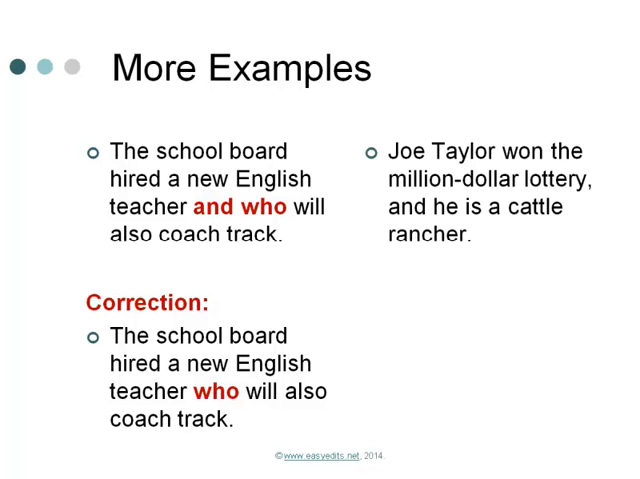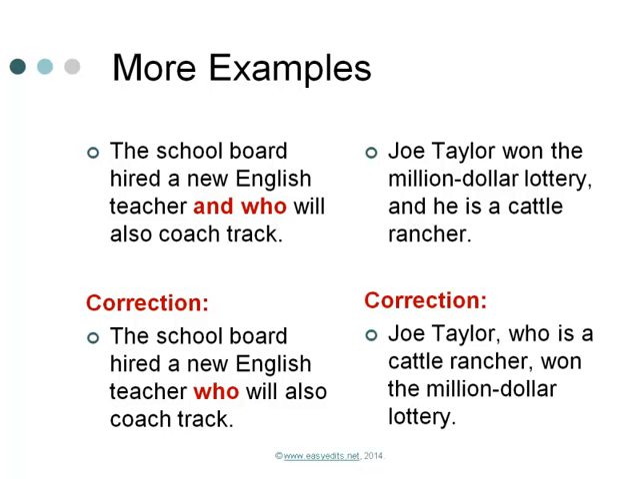Joe Taylor won the $1 million lottery and he is a cattle rancher. Now, are both of these ideas equally important? Is the fact that Joe is a cattle rancher just as important as the fact that he won the $1 million lottery? No. So these ideas are coordinated when they should be subordinated. Let's take a look at the correction. Joe Taylor, who is a cattle rancher, won the $1 million lottery.